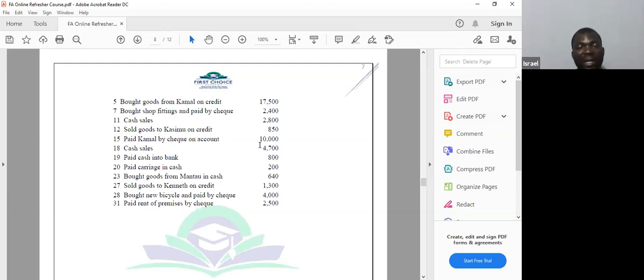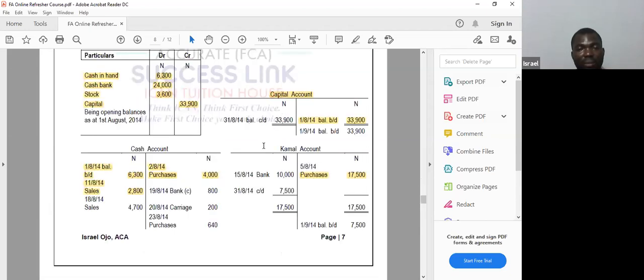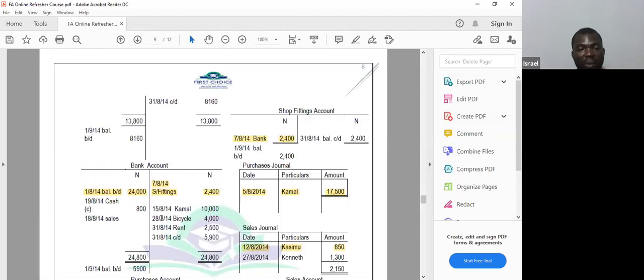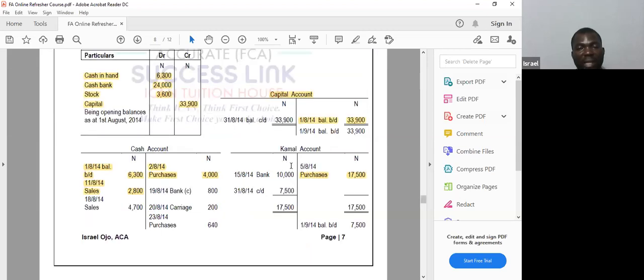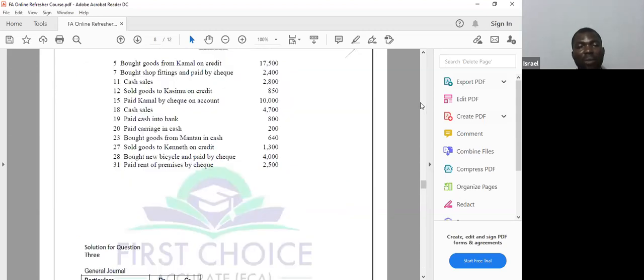So bank account is reducing. So you credit bank account with the 10,000. Then you go to the Karma account to debit it with the 10,000. That's because you have received it. You debit it with 10,000. Then after that, we move on to the next one.